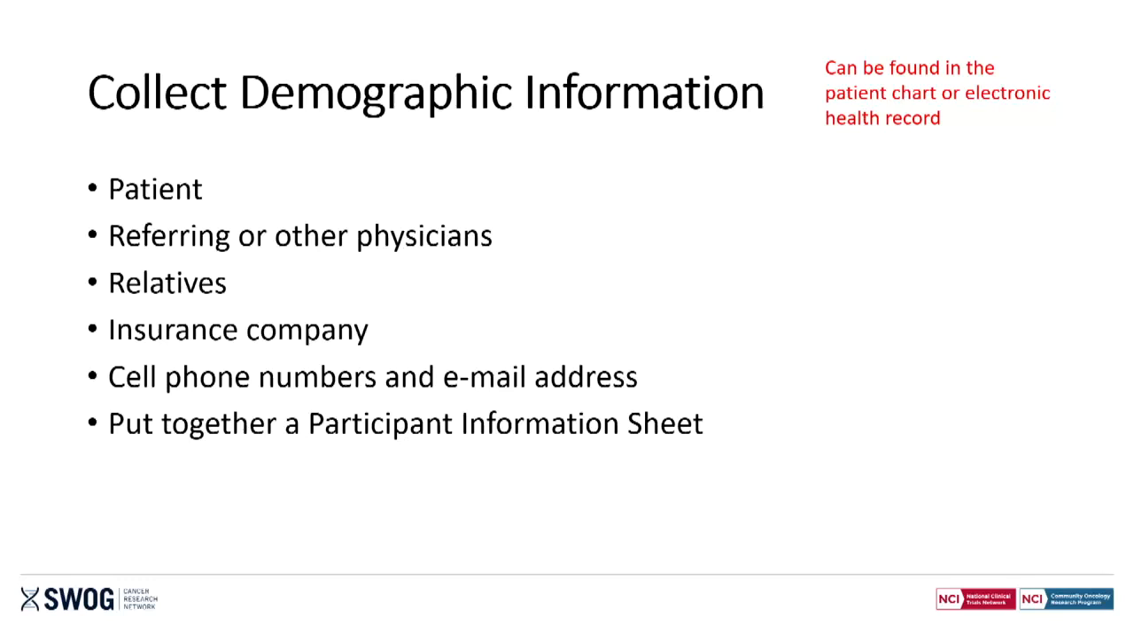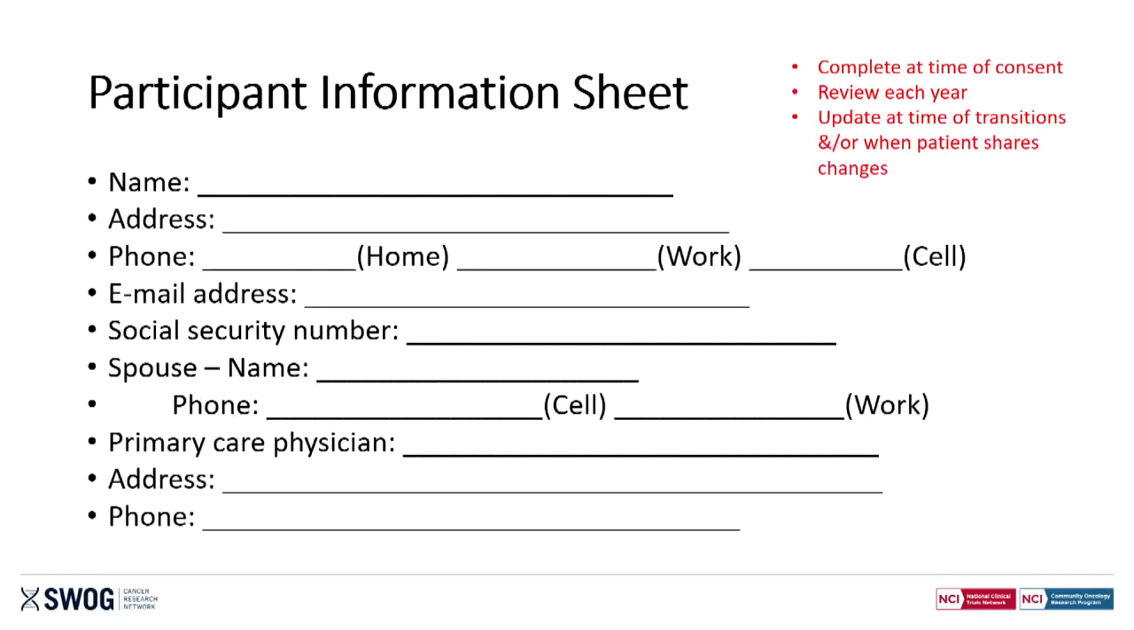Collecting demographic information is one way to keep track of things. And this can be found in the patient chart or their EHR. Sometimes referring physicians can be a good source of truth. Relatives, numbers, cell phone numbers.